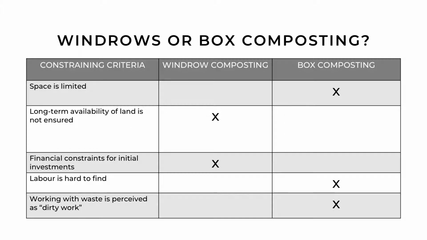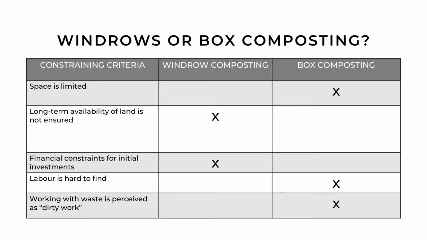Now, how do you choose which composting technology to use? Think about the following factors. Box composting requires less space than windrows. However, if you select box composting, ensure that the land is available in the long term because you will need to construct the boxes. Also, box composting requires a considerable investment in construction. However, box composting requires less manpower than windrow composting and it is less labor intensive.